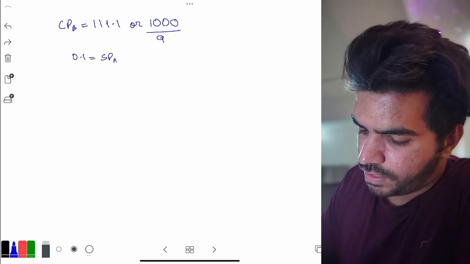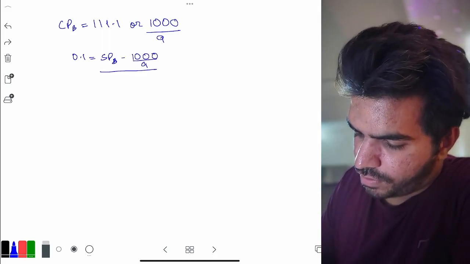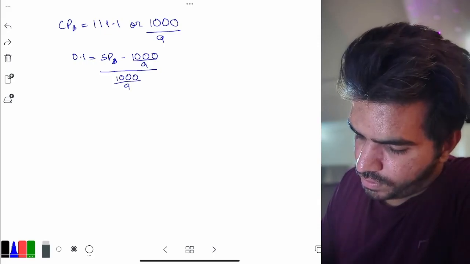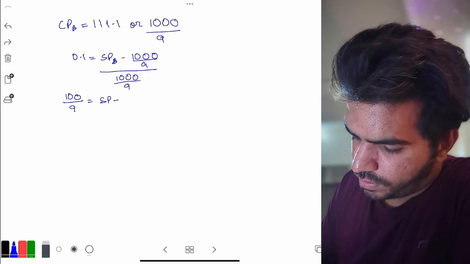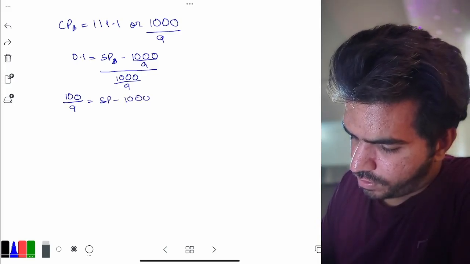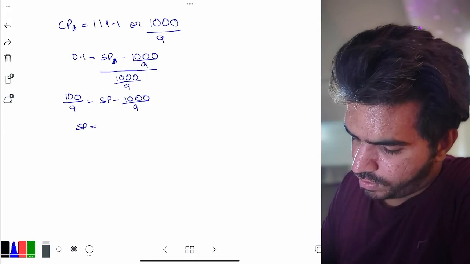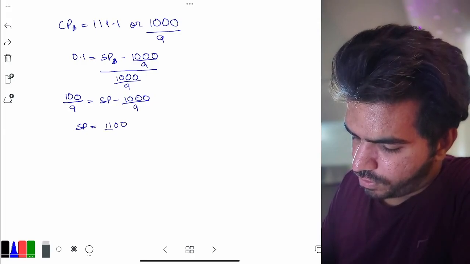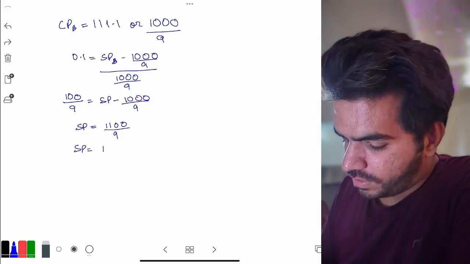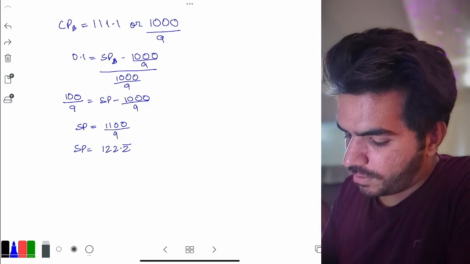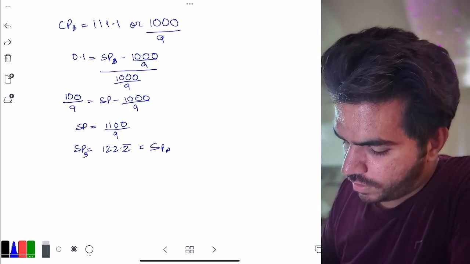(SP of B minus 1000 upon 9) upon 1000 upon 9, which is 100 upon 9, is equal to SP minus 1000 upon 9, and SP is equal to 1100 upon 9. So the selling price has to be 122.2 bar. The selling price of B is equal to the selling price of A as well.